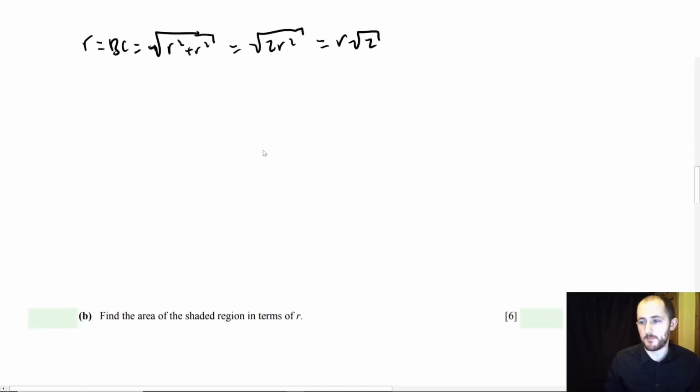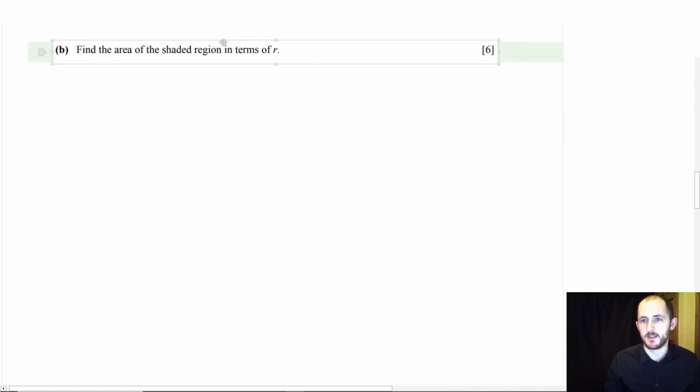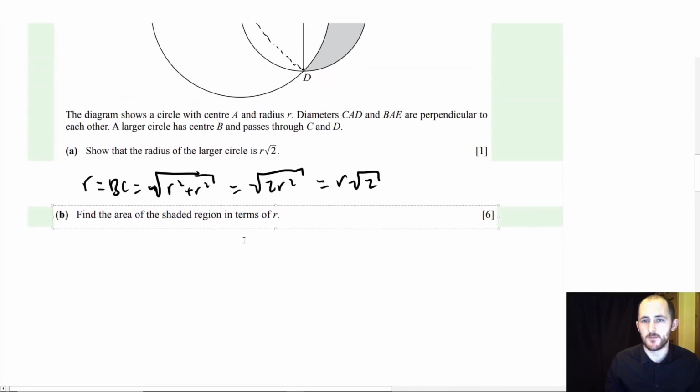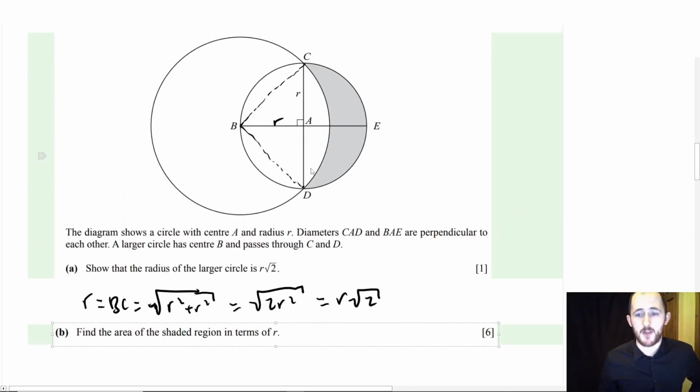That's not too bad. Part B, though, is a 6 marker, which means it's probably going to be extraordinarily painful. Let's drag this back up here. Let's give us some room. And we have to find the area of the shaded region in terms of r. So again, just a bunch of algebra, which is going to be incredibly fun. There are so many different ways to do this question.